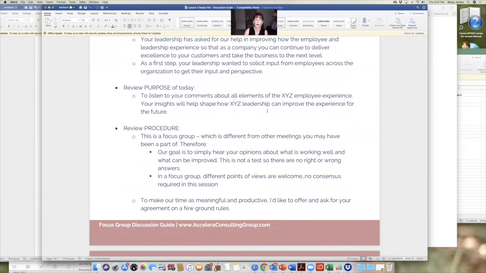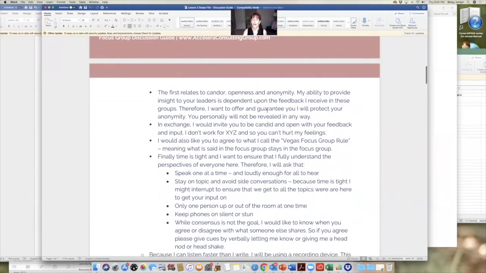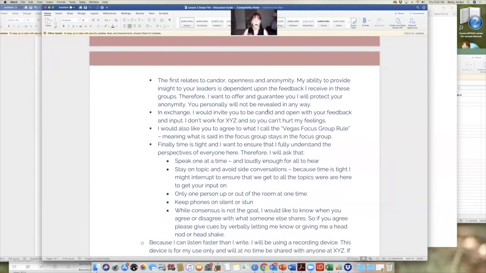Then in a focus group, it's really important to set the guidelines and the parameters. One of the things that I always do is explain first and foremost what a focus group is, and that it's different than other meetings. In normal meetings, people are trying to get on the same page. In a focus group, you could have different points of view, but you need to hear all the points of view. And then also making sure that you have the norms around, hey, I can only represent what I hear, so it's really in your best interest to share openly.